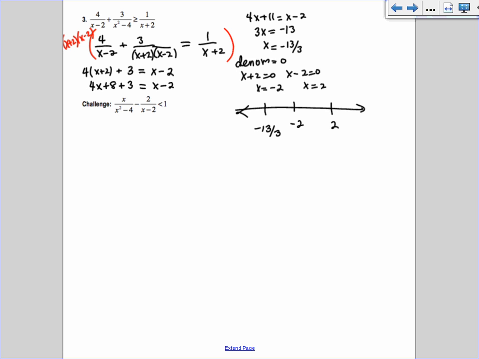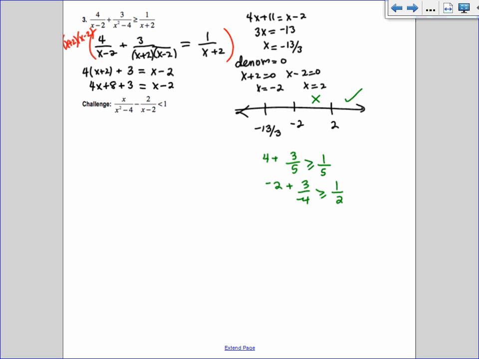So if I try 3, I'm going to have 4 over 3 minus 2, which is just 4, plus 3 over 3 squared is 9, minus 4 is 5. Is that greater than or equal to 1/5? Yeah, 4 3/5 is bigger than 1/5, right? So we're good. All right, what about 0? 4 over negative 2 is negative 2, plus 3 over negative 4. Is that greater than or equal to 1/2? No, this is a big negative number, right? Doesn't work.